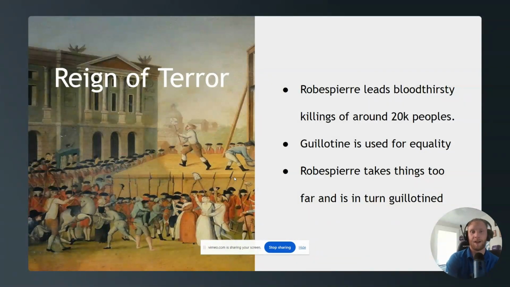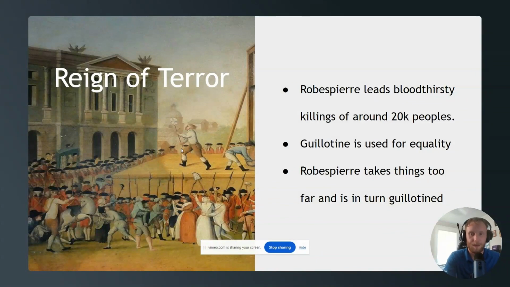Now when this is going on, after a year of bloodshed, thousands and thousands of heads being chopped off, people decide Robespierre maybe took it a little too far, and is in turn actually guillotined himself. Robespierre is going to be the de facto leader during this time. The king is dead, but we still need someone to tell us what to do. And Robespierre steps up and fills that position. And he ends up just taking it too far and faces the guillotine himself.